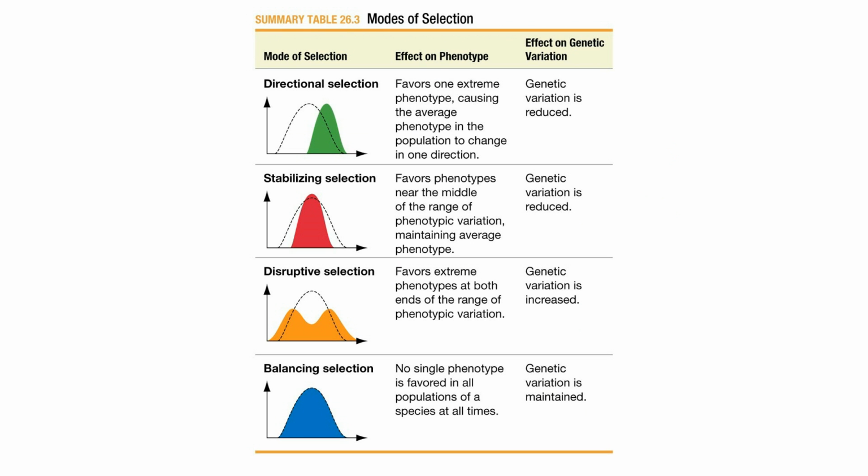Alright, so here, this is a nice summary slide. It's really good to use when you're studying for an exam. You want to compare what the graph or figure looks like for directional, stabilizing, disruptive, and balancing selection, what's occurring and what's being represented by this graph, the description of it.